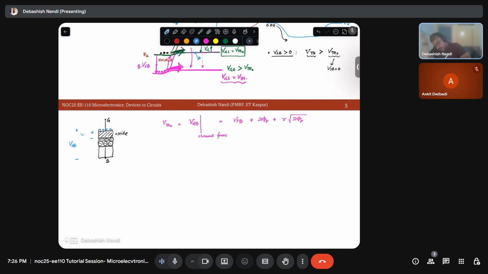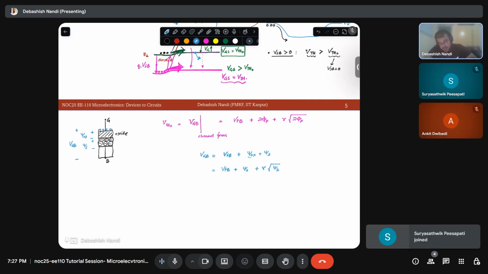You can use psi or V, whatever. It is just a symbol of voltage. And another potential drop across this is called psi S. So basically, your VGB has three components. VFB, the flat band voltage, that is basically resetting everything to zero or making the bands flat. And then these potential drops, psi oxide and psi surface. So this is basically expressed as gamma root over psi s, this psi oxide.